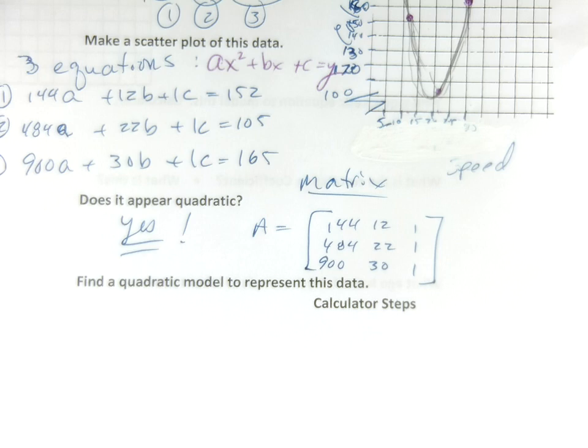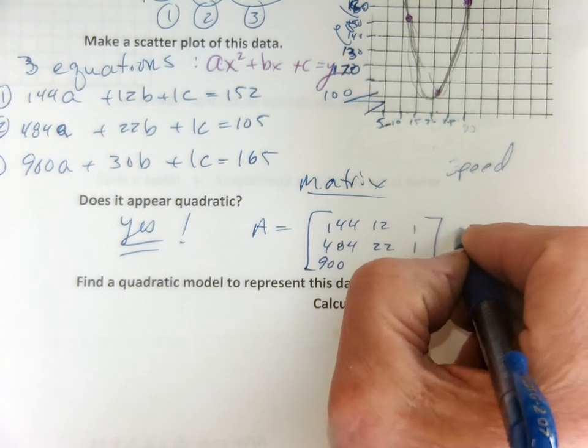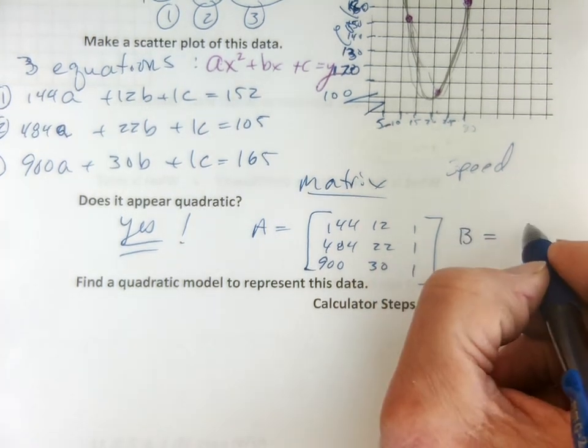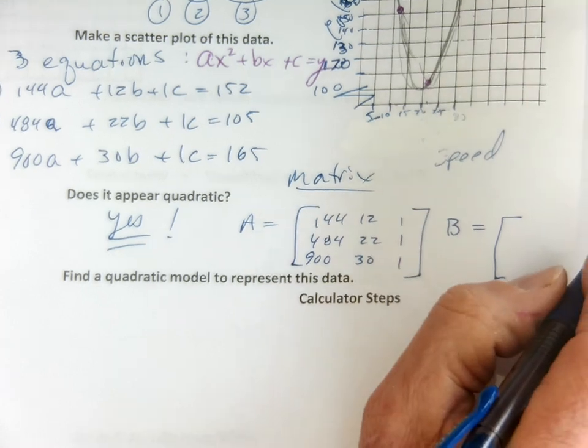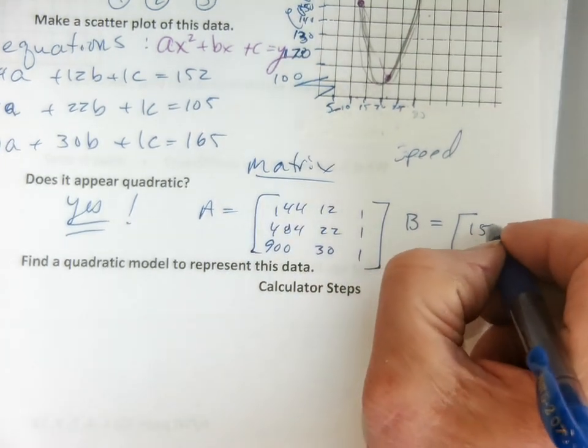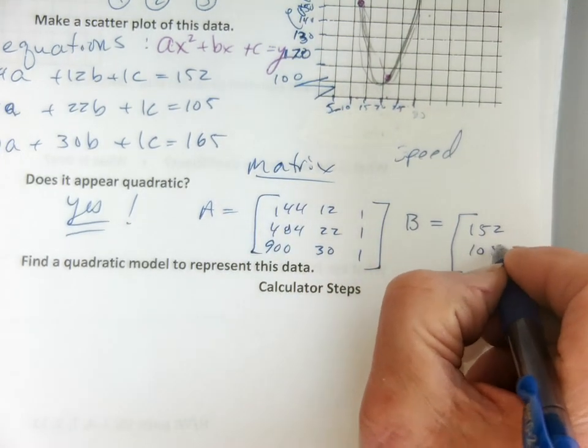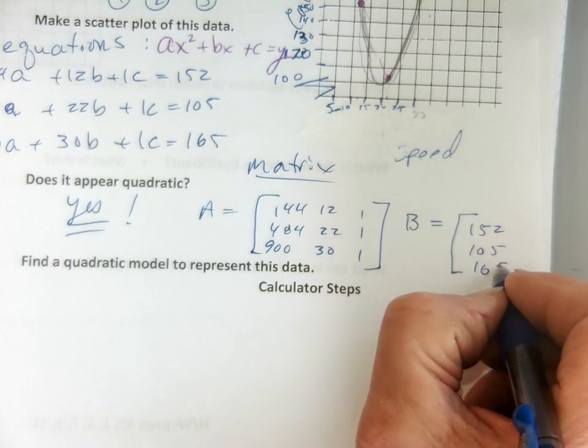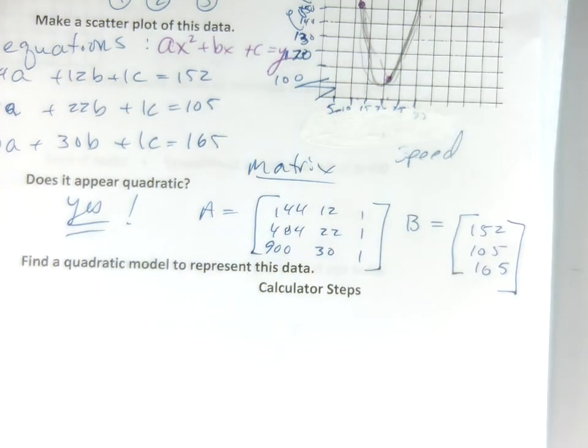So I create the matrix so I can put it in the calculator. The calculator wants the numbers. It doesn't really care about the variables. It just wants the numbers. And then matrix B is the answer matrix, which is going to be my 152, 105, and 165.